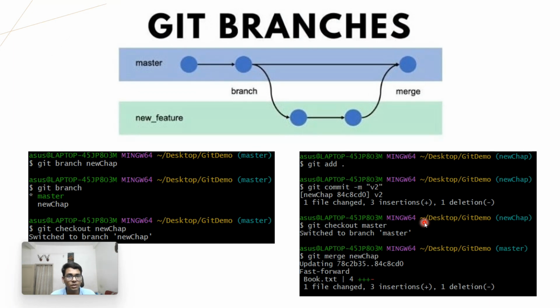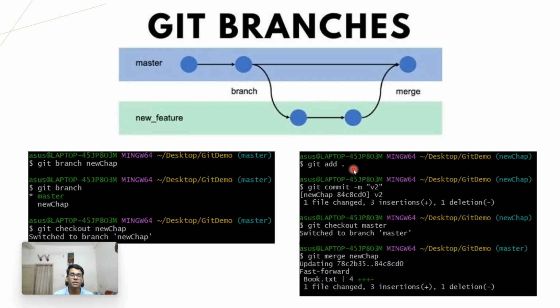And now let's have a look at Git branches. Say we have a new feature which has to be implemented. Instead of directly adding it onto the master branch, we prefer to do this on a separate branch. In the example I have taken, I created a new branch called new chapter, and using the git branch command, I can see that the new chapter branch has been created. Now git checkout new chapter would switch to this branch, and in the image on the right side, you can see that I am on the new chapter branch.